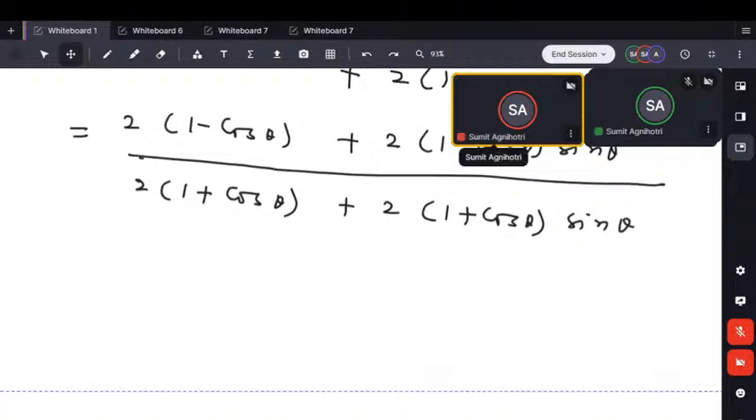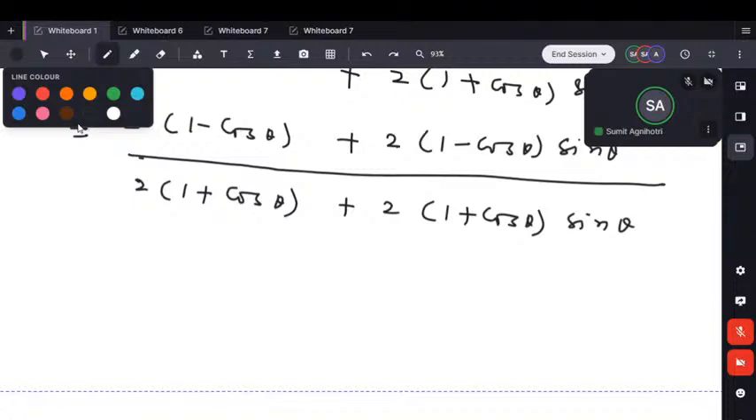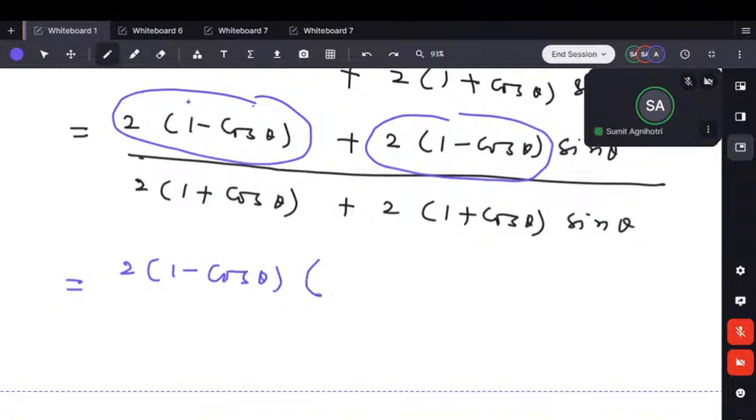Again, what you can take common here is, you can now consider this value common. This entire value is here as well as here, that you can take common. 2 times 1 minus cos theta. If you take it common, that means you have taken entire value common. That means 1 is left now. If you take this common, sin theta is left here.